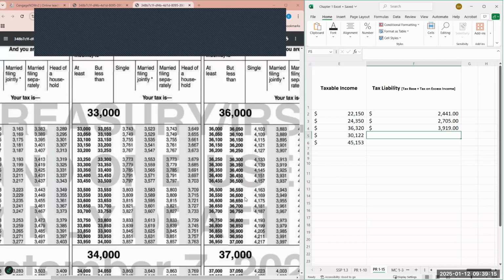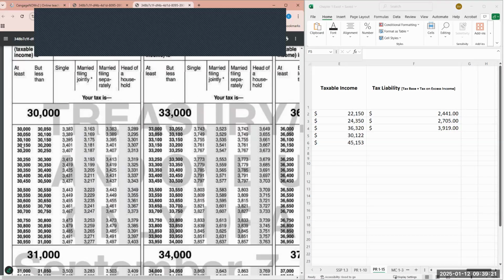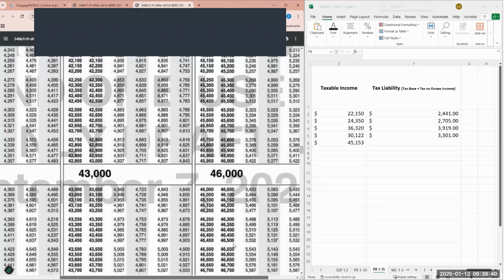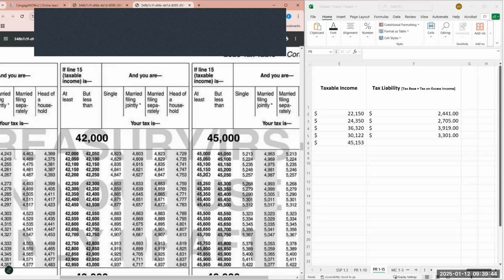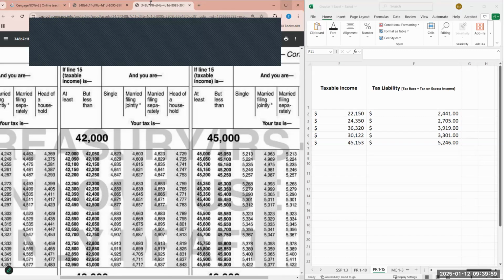Dell, who's head of household, has income of $30,122. So at least 30,100, but less than 30,150. So as a head of household, the tax liability will be 3,301. And then lastly, for Evans, who is single, has income of 45,153, so at least 45,150, but less than 45,200. Therefore, the income tax liability would be $5,246.